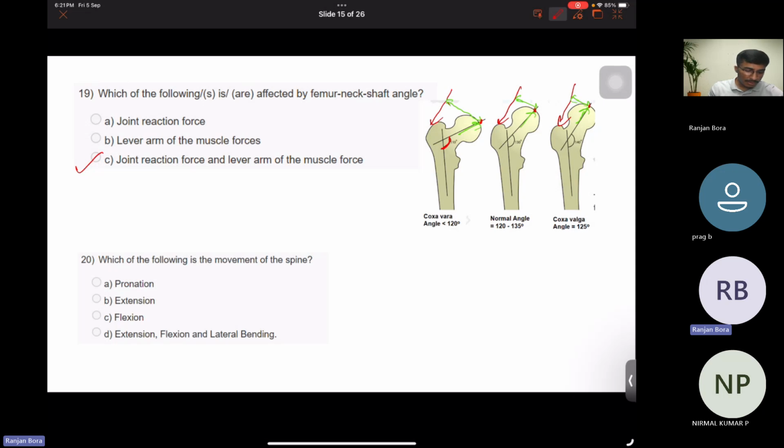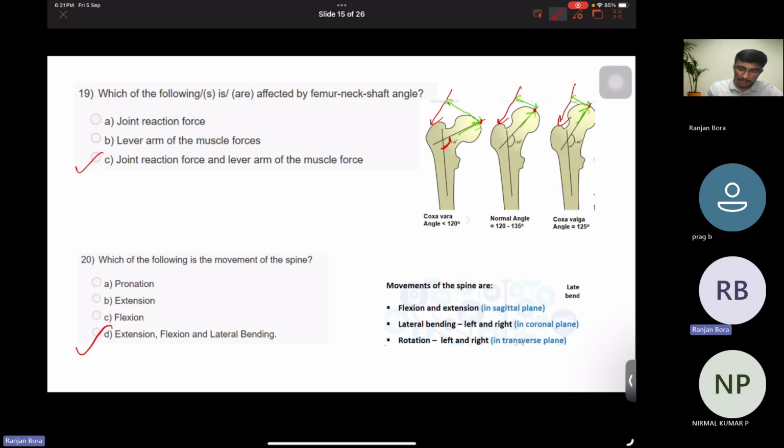And the last question is, which of the following is the movement of the spine? Yes, option D. So what are the movements of the spine? These are flexion, extension, then lateral bending, then rotation, left and right. So these are the three types of movement in the spine.